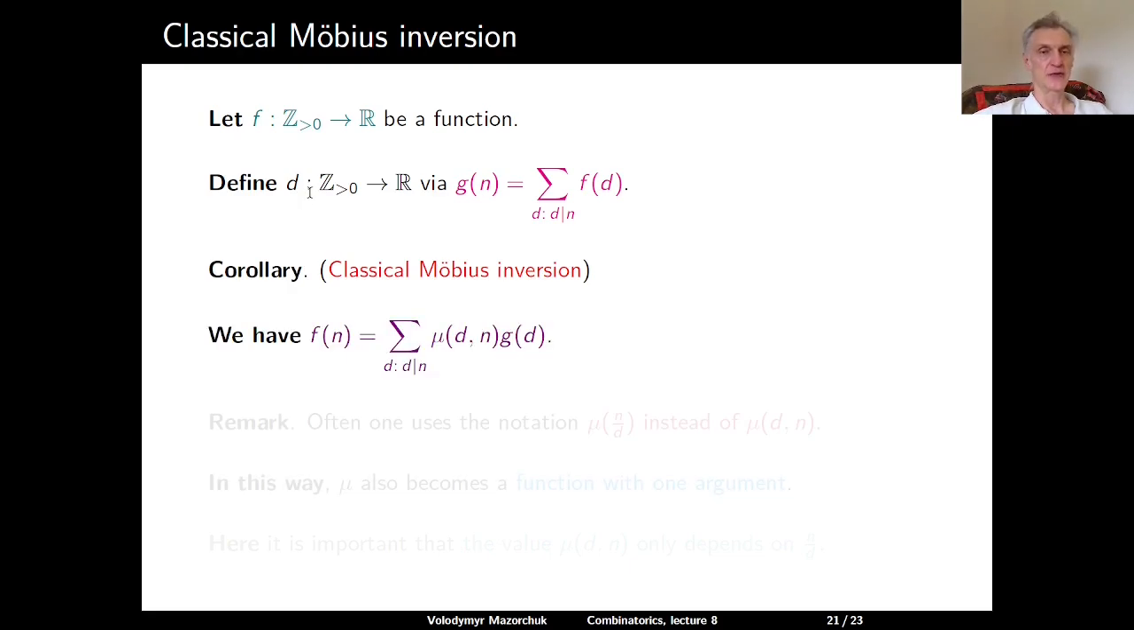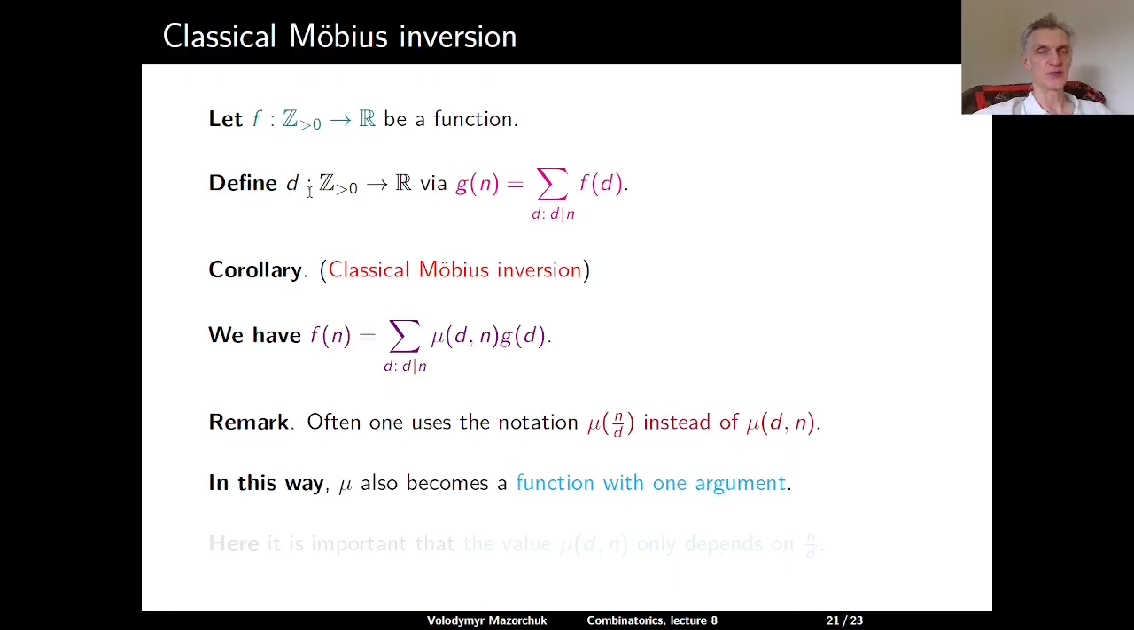F of n is equal to the sum over all divisors d of n mu of d comma n g of d. And quite often here one uses a notation mu of n divided by d instead of mu of d comma n. So in this way, Möbius function becomes a function with one argument, and this is due to the fact that the value of our Möbius function at the pair d comma n only really depends on n divided by d, and not on each argument separately. So this is a classical Möbius inversion.